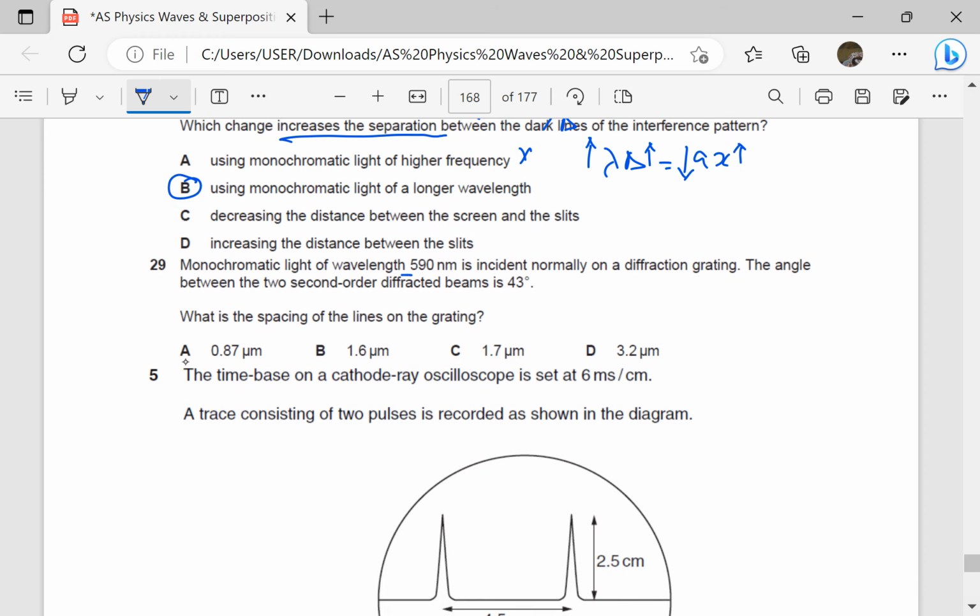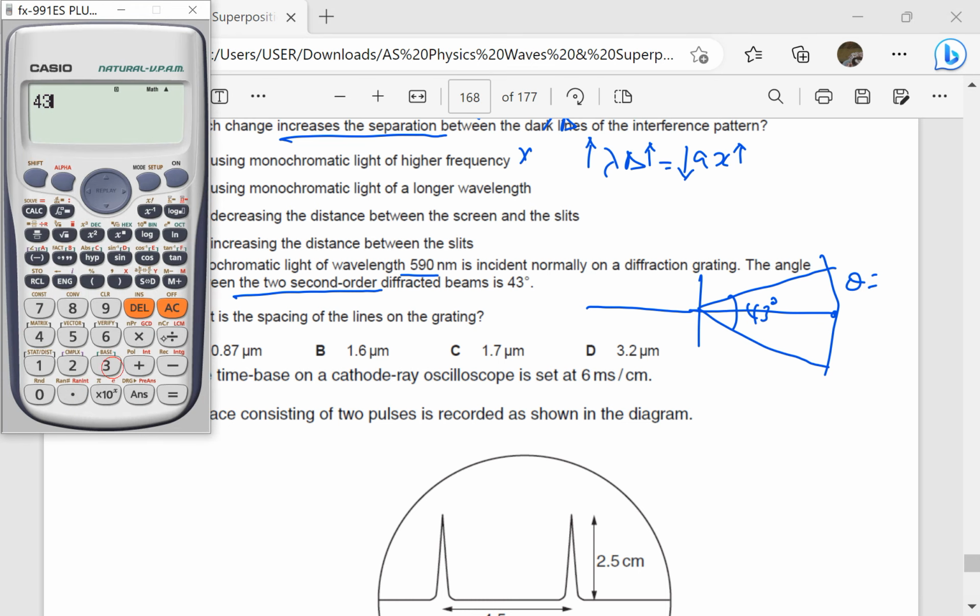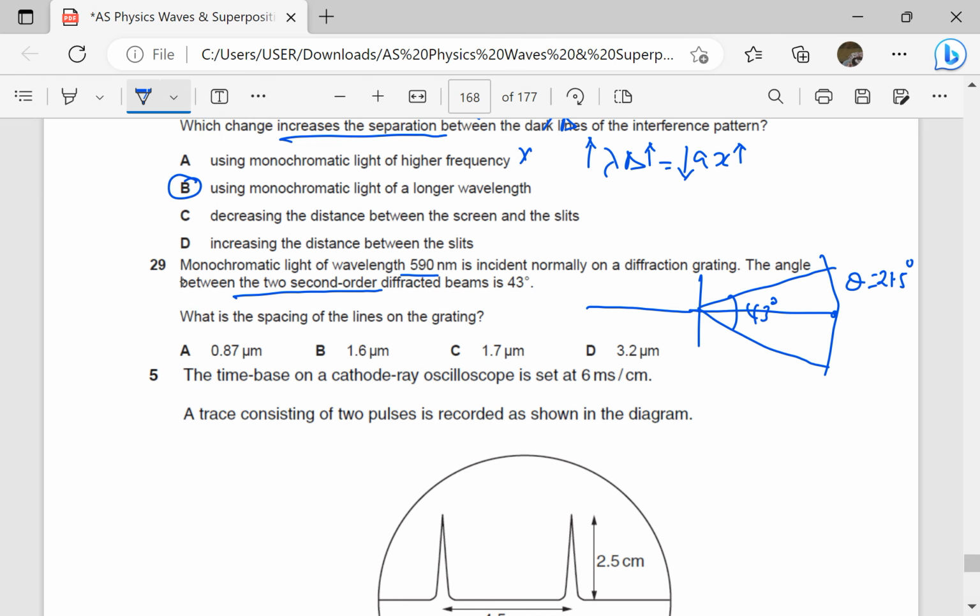Monochromatic light of wavelength 590 nanometers is incident normally on a diffraction grating. The angle between the two second order diffracted beams is 43 degrees. This is the 2, that is plural. So if this is the diffraction grating, monochromatic light is incident, this is the zero order. So this is n equals 2 up and n equals 2 down. The angle between is 43 degrees. So it means theta is a half, that is 43 divided by 2, which is 21.5. So theta is 21.5 degrees.